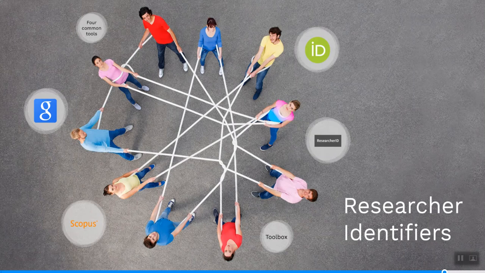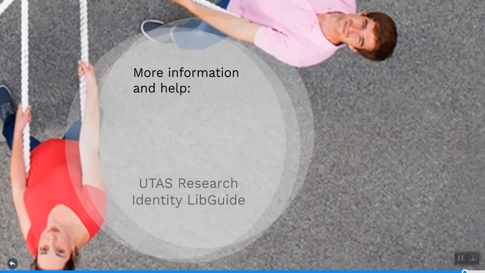To get started using any of these identifiers, navigate to the UTAS Library's Research Identity LibGuide, because this guide has much more information about all 4 identifiers and also has the instructions and links that you'll need to set up and connect each tool to get them working for you.